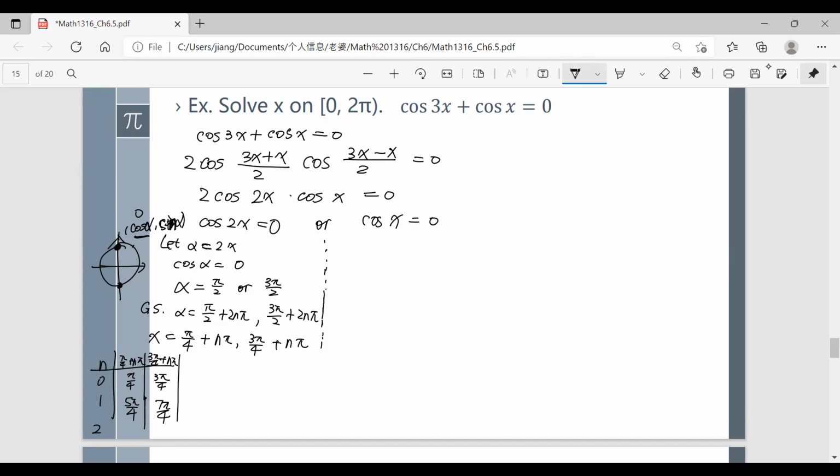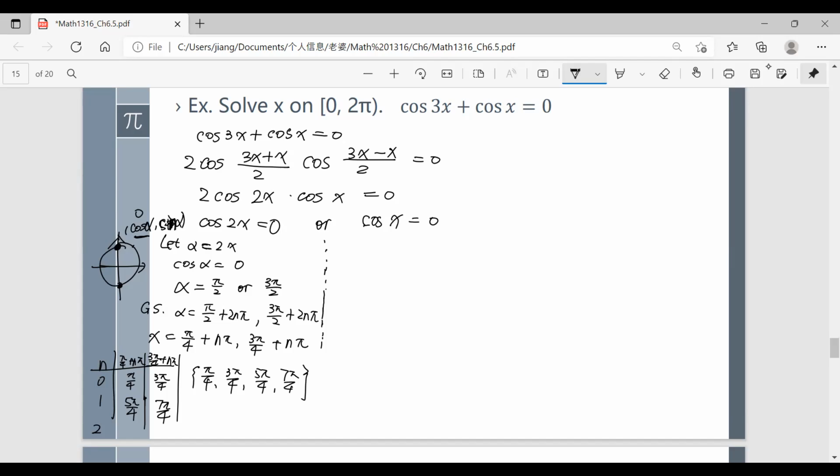For 2, I can't choose that because 2 pi plus pi over 4 is more than 2 pi, so this one is also greater than 2 pi. So I have 4 solutions: pi over 4, 3 pi over 4, 5 pi over 4, and 7 pi over 4. How about the other side?